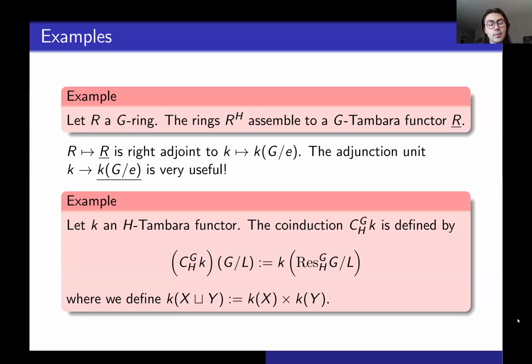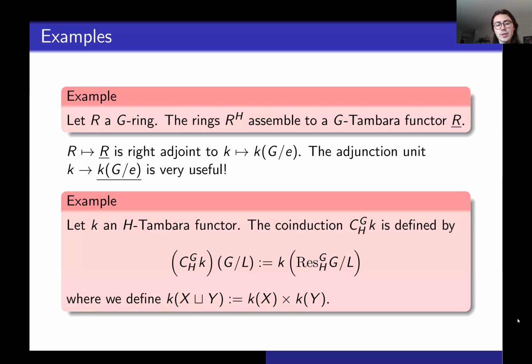So for example, the G mod E level of the co-induction from H to G of an H Tambara functor is going to be a product of copies of the H mod E level of the H Tambara functor we started with. So heuristically, this co-induction is freely taking products of your rings in the lower levels. And then as you go up, it's reducing how many copies of the product you have. And eventually you're just left with the top level at the very top.